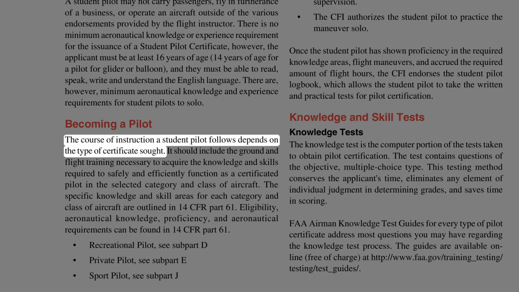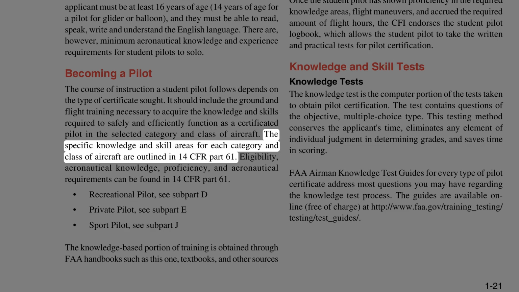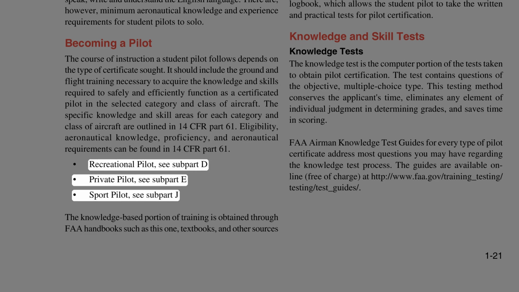Becoming a pilot. The course of instruction a student pilot follows depends on the type of certificate sought. It should include the ground and flight training necessary to acquire the knowledge and skills required to safely and efficiently function as a certificated pilot in the selected category and class of aircraft. The specific knowledge and skill areas for each category and class of aircraft are outlined in 14 CFR Part 61. Eligibility, aeronautical knowledge, proficiency, and aeronautical experience requirements can be found in 14 CFR Part 61. Recreational pilot, see Subpart D, private pilot, see Subpart E, sport pilot, see Subpart J.